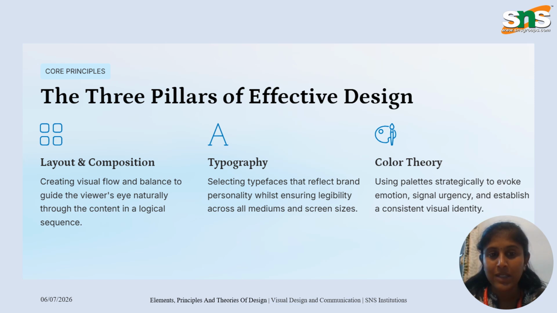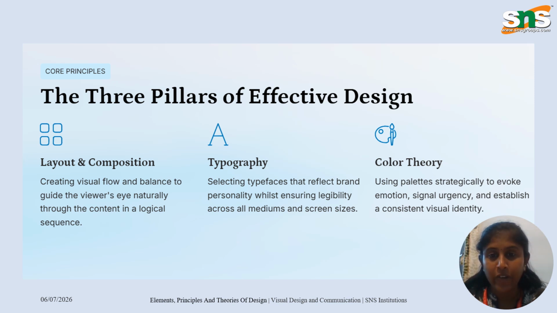This particular slide introduces three different pillars of effective design. The first pillar is layout and composition. It is about arranging visual elements in a balanced way so that the viewer's eyes naturally follow the information in the correct sequence. The second pillar is typography.